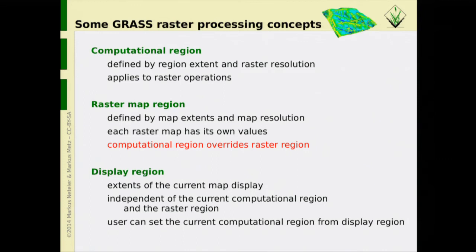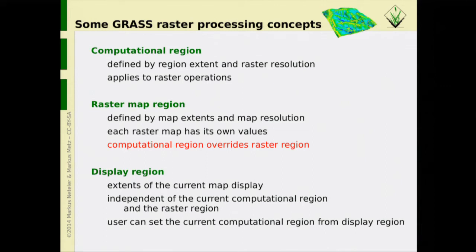This is important, for example, again, if you have raw data from different sources. For example, if you have MODIS data and Landsat data, they come in different projections, in different sizes, and so on. And your study area is only covering a small part of the tile, then you set the computational region to your study area, and then all calculations will only take place in the study area. This is saving a lot of time and space.